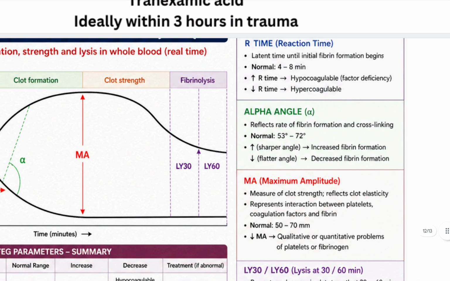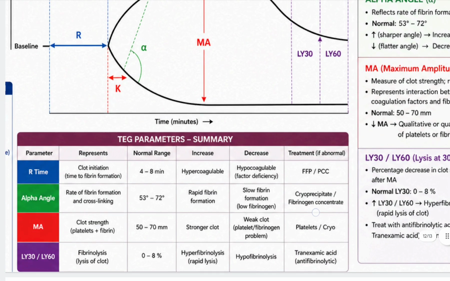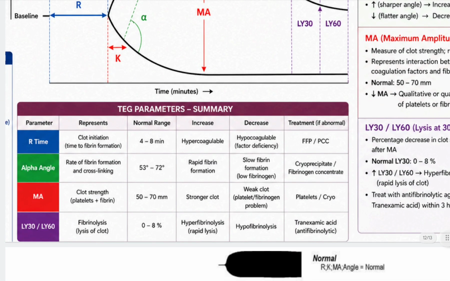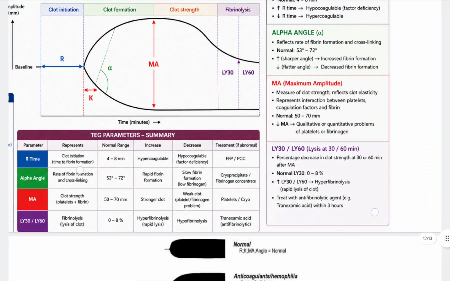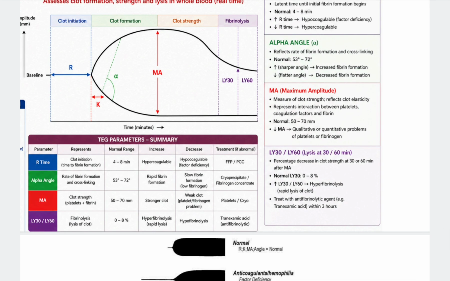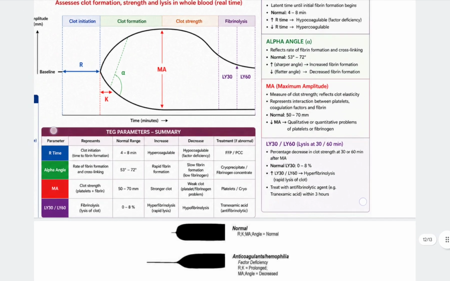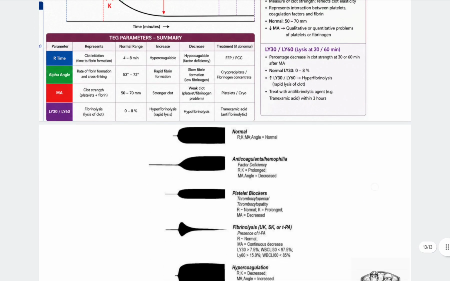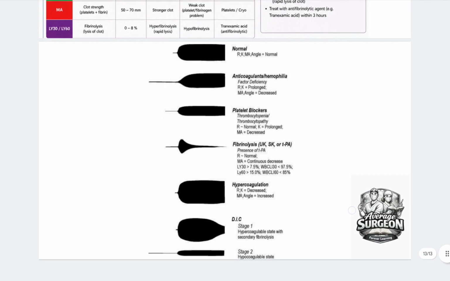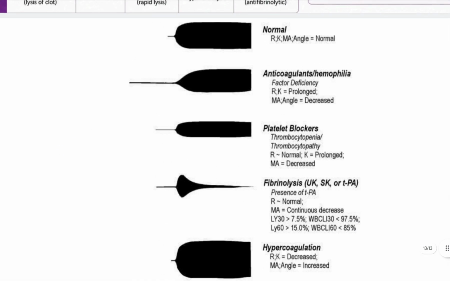So based on different parameters, we can assess the patient's condition and simultaneously treat it. This is the chart showing what parameters are to be seen and what treatments are required based on R time, alpha angle, maximum amplitude, LY30 or LY60. This is not a static picture, it shows the dynamics of how coagulation and fibrinolysis are happening in this patient. Based on this we are going to specifically treat the patient. This is our normal thromboelastography.